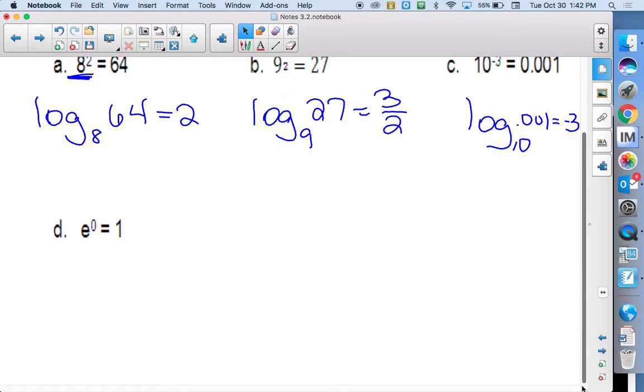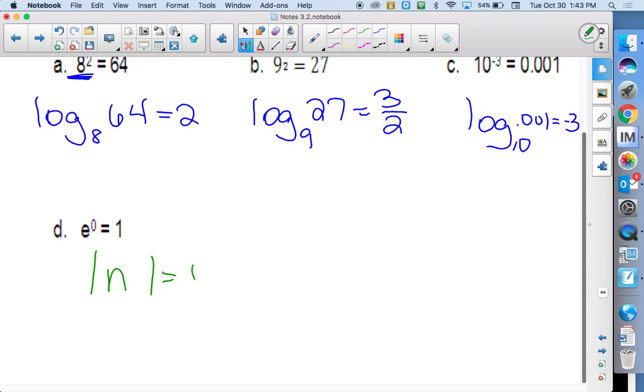And the last one. Gotta throw in that e guy. e to the 0 equals 1, Alice. How do we write that? The natural log of 1, because we don't really have to write that e there, because the natural log only goes with e. So you don't need to write e there because it's always there even though it's not really there. And then that's equal to 0.